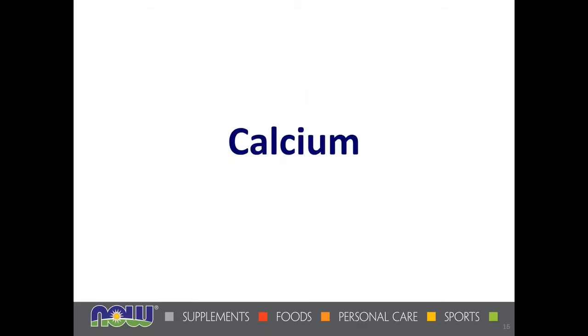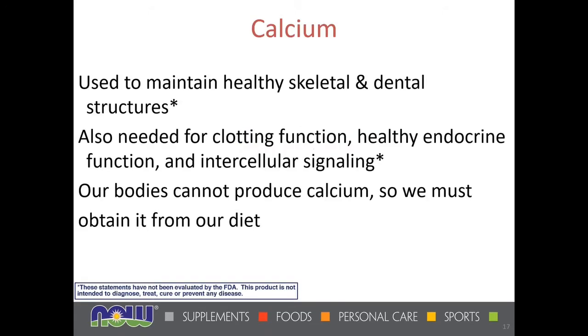So let's look specifically at calcium. It's used for skeletal and dental structures, but also clotting, endocrine function, making hormones and signaling between cells in the body. We cannot produce calcium, so we obtain it from the diet. It's also used for muscles being able to clench. You know, there's a large number of functions of calcium in the body.